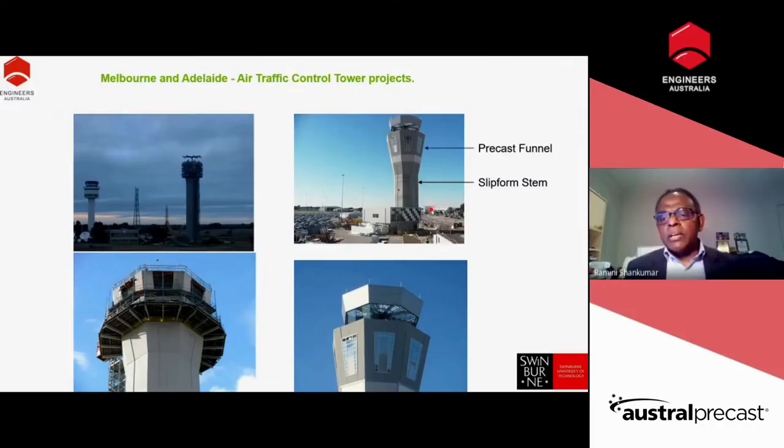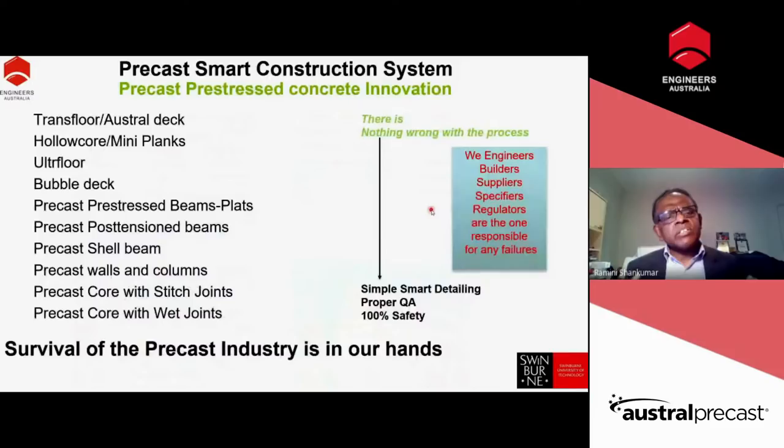So, precast smart construction systems, what are the things we have already developed? Like Transfloor, Austral Deck, Coloco, mini planks, Ultrafloor, bubble deck, pre-stressed planks. Planks have been used in every single stadium in Australia. That is a 12-meter-long pre-stressed plank, precast post-tension beam, precast shell beams, precast walls and columns, precast core with stick joints, precast core with bed joints, you name it, we have done it.